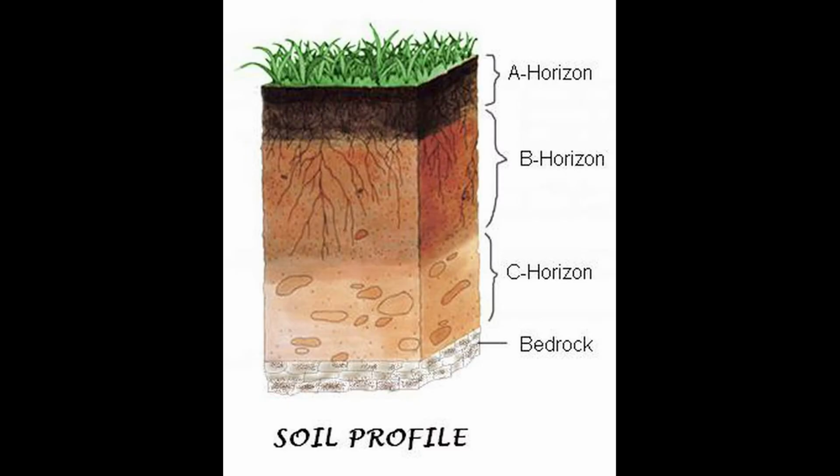Now we will see what is soil profile. When we are cutting the soil vertically, okay, up to down, we can see different layers of soil. That is known as the soil profile. Each layer differs in feel, color, depth and chemical composition. These layers are referred to as horizons.